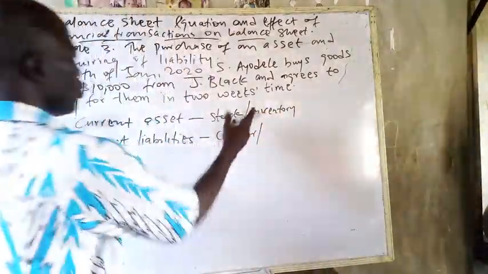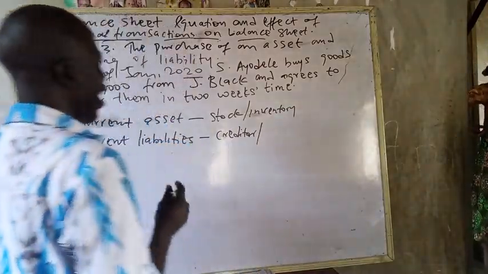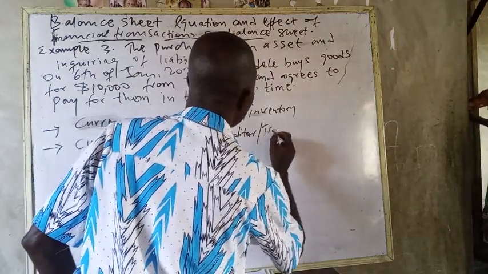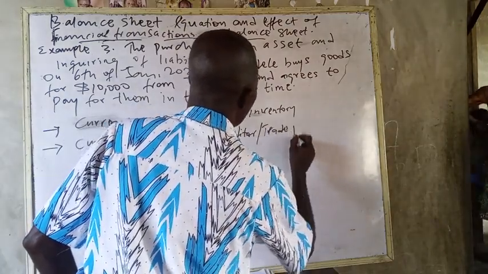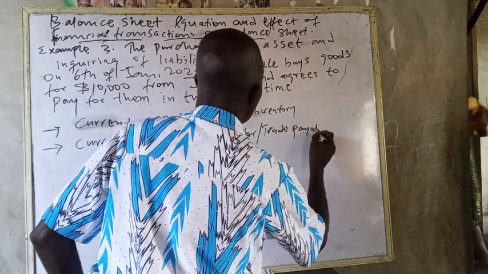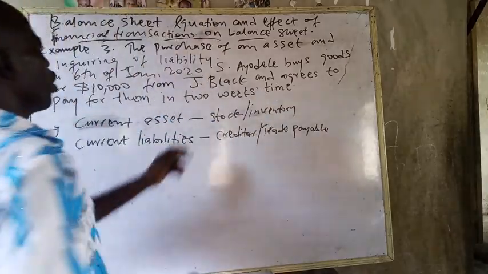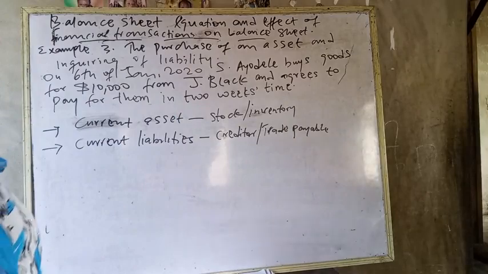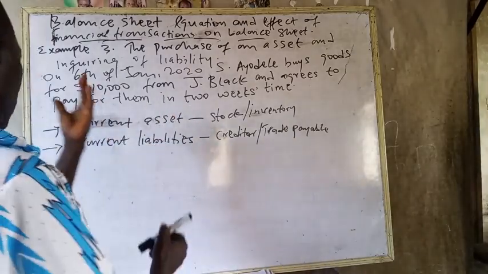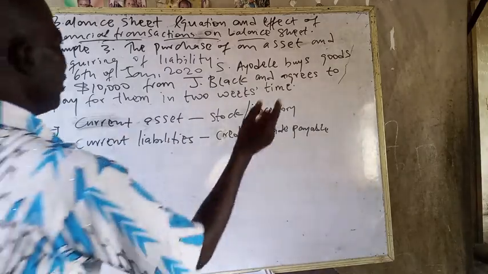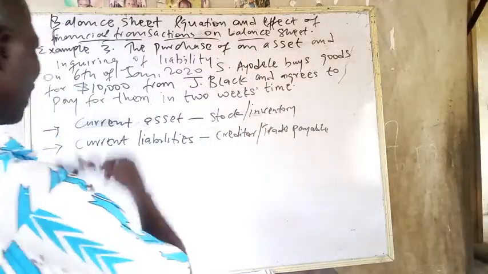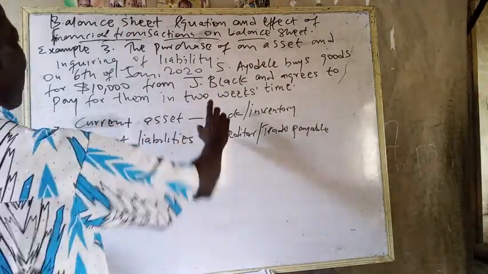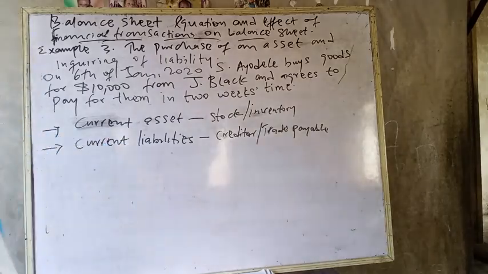Another word for creditor, according to IFRS, is known as what? As trade payables. And according to IFRS, stock, formerly known as stock, is now inventory. So two things happen here. Stock has to be affected, then creditor has to be affected. That is, every transaction has two effects on the balance sheet.